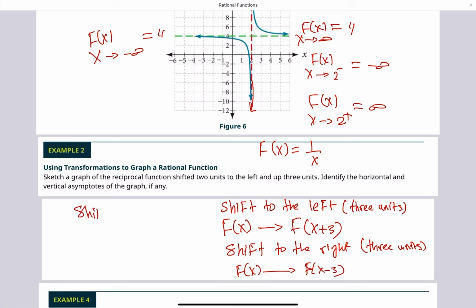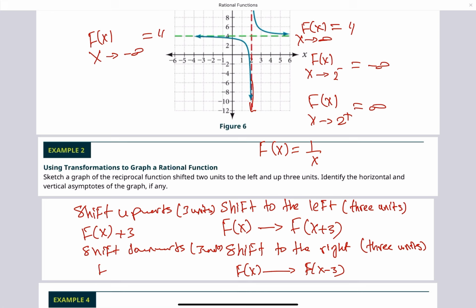Now, what if I want to shift upwards? Let's say 3 units as well. What happens? We add 3 to f of x. We don't add to x, we add to f of x. Now, what if I want to shift downwards? Well, this one is pretty straightforward. 3 units. What happens? You subtract 3 from f of x.